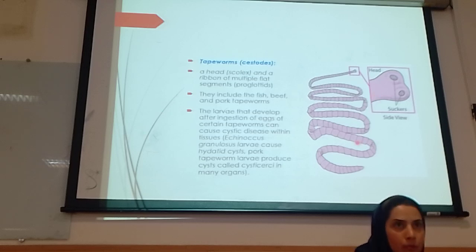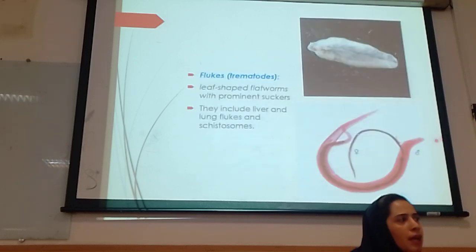And cestodes or tapeworms. They are segmented, and they have a head or a scolex and a ribbon of multiple flat segments or proglottids. We have different kinds of cestodes, for example, fish, beef, and pork tapeworms, and sometimes we are the intermediate host of some cestodes. For example, in Echinococcus granulosus, or in Echinococcus multilocularis, we have the slides of them and we are going to see them.